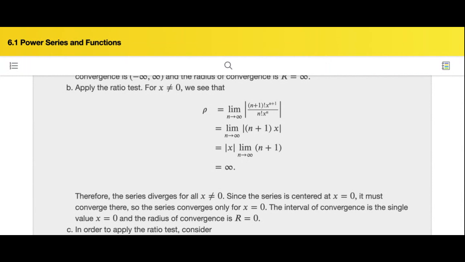Then, of course, x raised to n plus 1 we can write as x raised to n times x, right? Then x raised to n divided by x raised to n equals 1. So I'm left with x. Does it make sense? Okay.